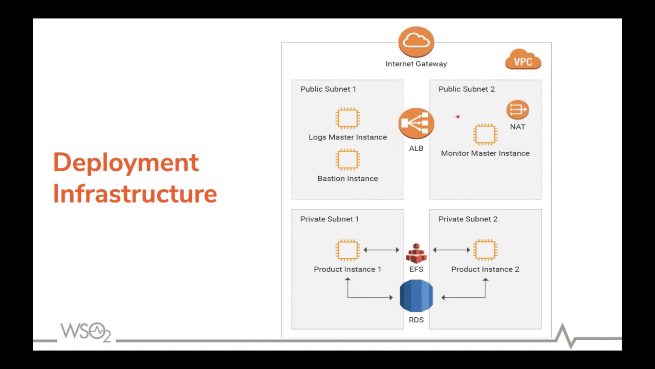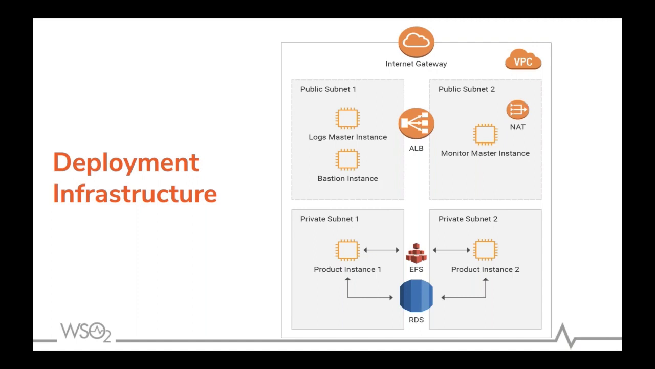Also, in the public subnet, we will be creating a Monitor Master instance. This is basically an instance which has Prometheus and a Grafana dashboard to view the monitoring data in the instances. Also, we will be providing a NAT gateway which will allow the instances in the private subnet to access the internet.